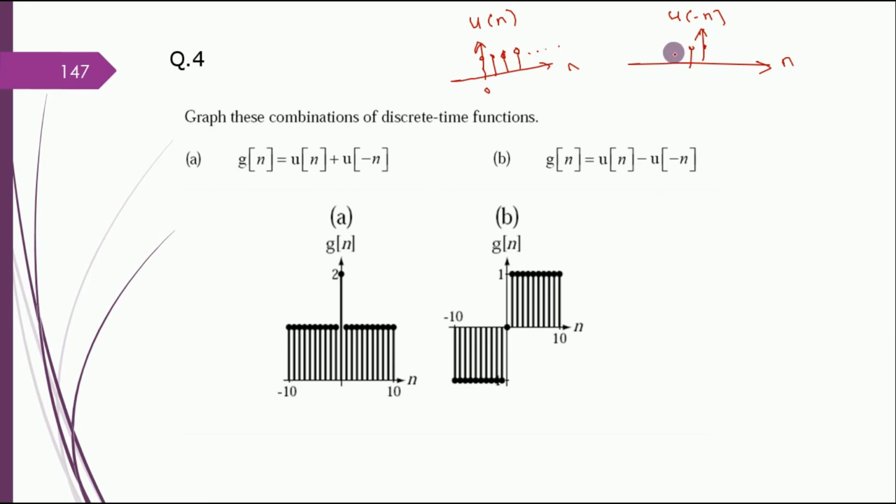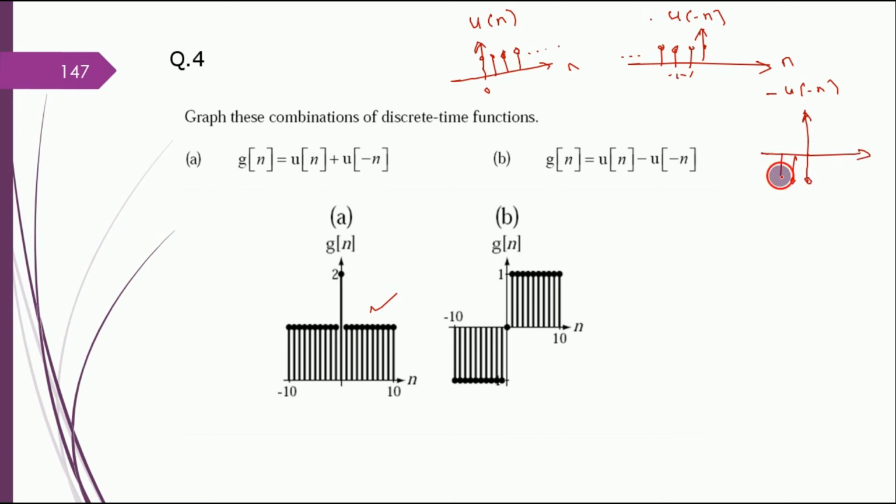Here you have signal, here you have signal, here you have signal. Minus 1, minus 2, it goes on. If you add these two things, everywhere you will be having amplitude 1. That is what you get, g of n. And u of n, if you subtract it, minus, if you introduce here, what happens? The amplitude is taken in negative.